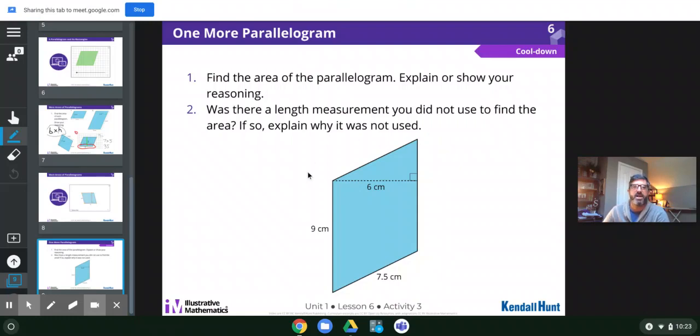And remember, opposite sides of a parallelogram are the same length. The base is any side of a parallelogram that we choose, and the height is the perpendicular line that we draw from the base to the opposite side. And to find the area, we multiply our base times our height. Just remember that, and work on this exit slip when it's posted. And then we'll go from there.